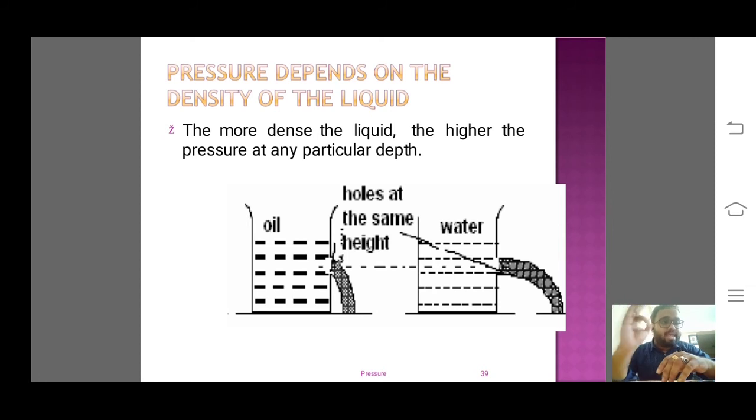Since oil has a lesser density, it exerts less pressure, so it falls nearby. Whereas water has more density, it exerts more pressure and falls further. So pressure depends on the density of the liquid. The more dense the liquid, the higher the pressure at any particular depth.